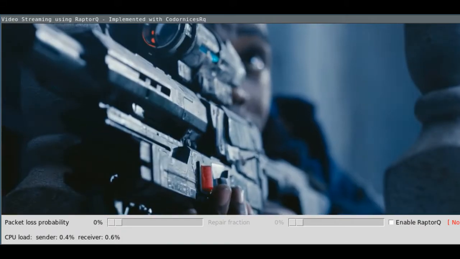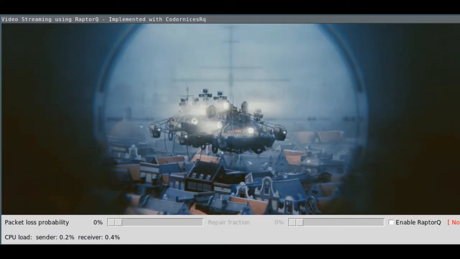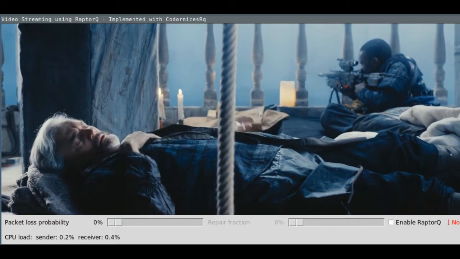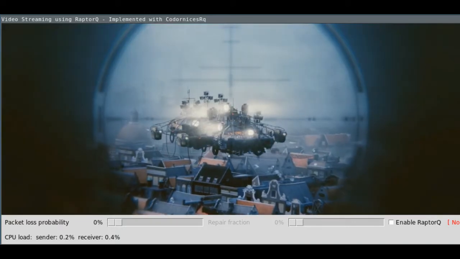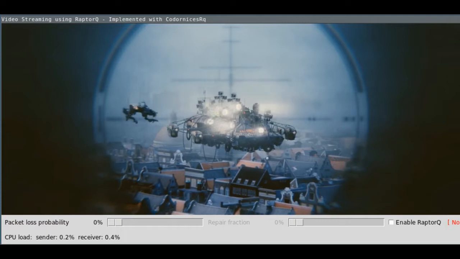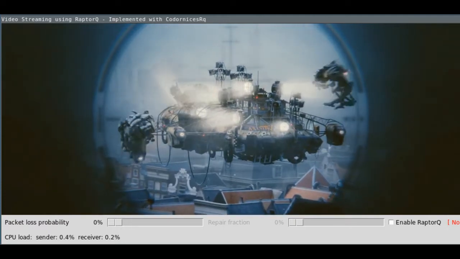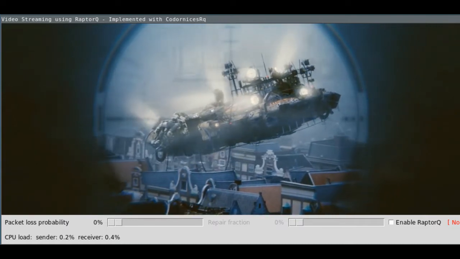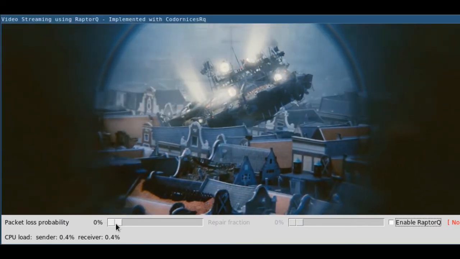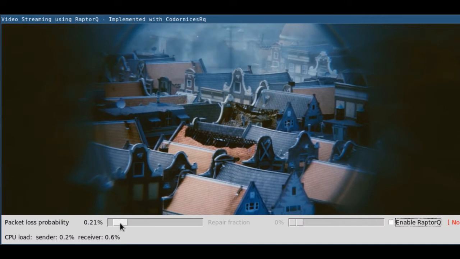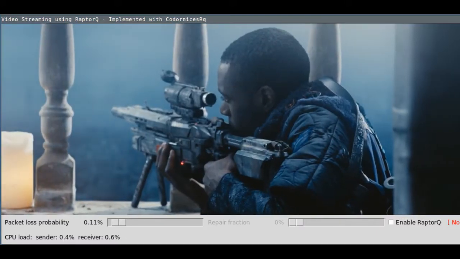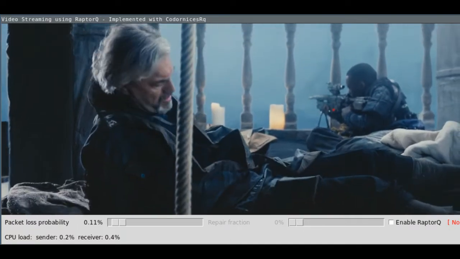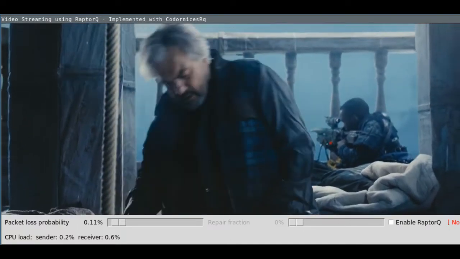For the purpose of this demo, sender and receiver reside both on the same machine, and so the network conditions are perfect. You can see the video is playing flawlessly. However, packet loss will be an issue in realistic networks. Let me demonstrate this by increasing the packet loss probability to 0.1%, say. You can see the video is still playing, but there are now glitches here and there, which are somewhat disturbing. The quality is certainly no longer great.